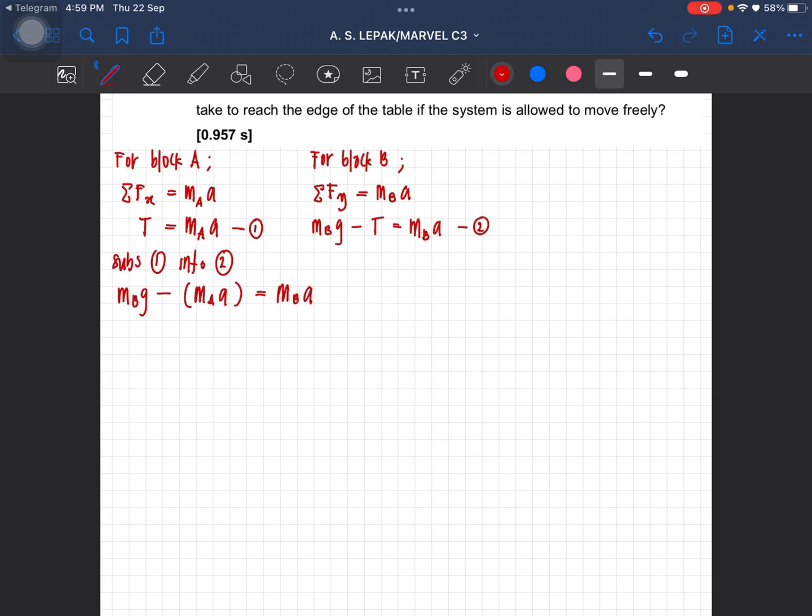So now we bring the a to the left side so that we get mba plus maa equal to mbg. Okay, so we factorize a. So mb plus ma, times a, equal to mbg. So acceleration is equal to mbg over mb plus ma.